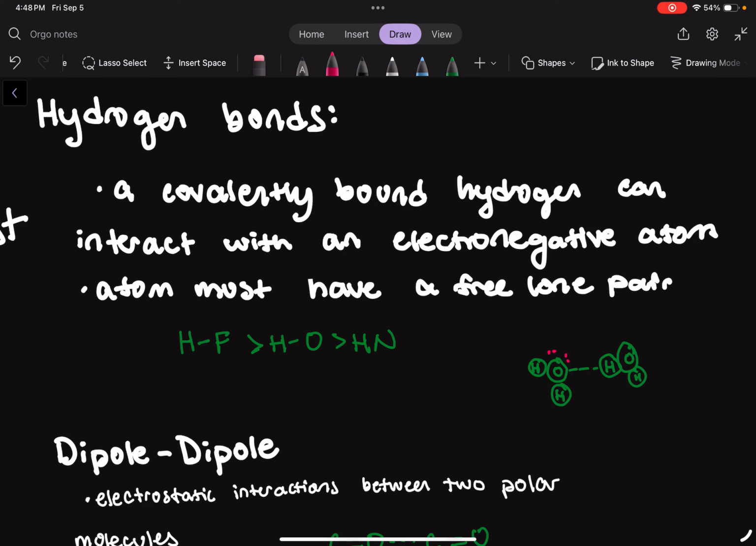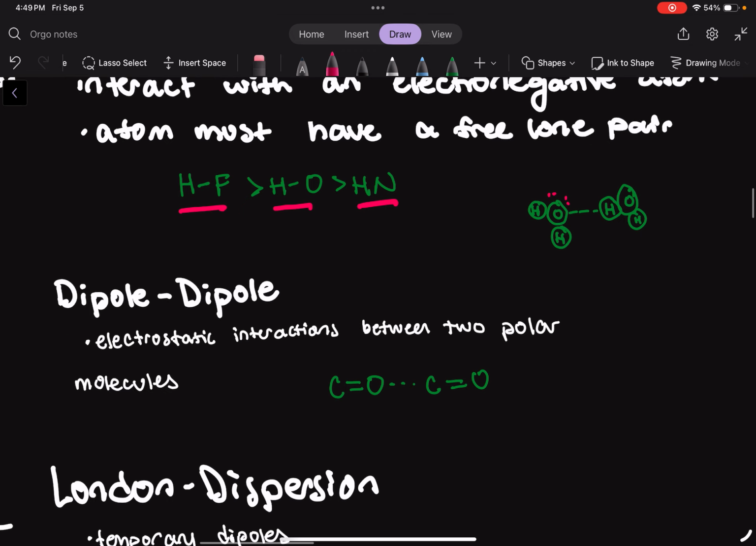And this keeps all of those water molecules really bound tightly together, and it makes sense why water has that property of cohesion. So here, this is ranked based on strength. And so basically, the more electronegative the atom is, the stronger the hydrogen bond it's going to have. So hydrogen-fluorine, because fluorine's the most electronegative element, that's going to be stronger than our hydrogen-oxygen and hydrogen-nitrogen bonds. So next on the strength list, we've got dipole-dipole interactions.